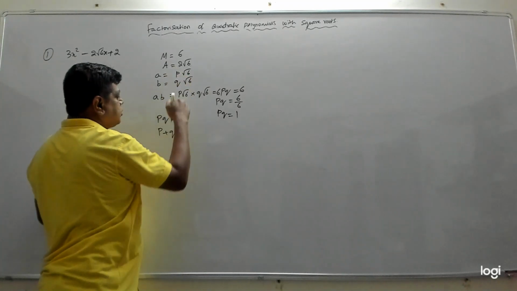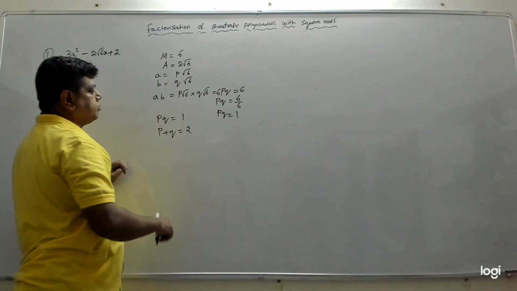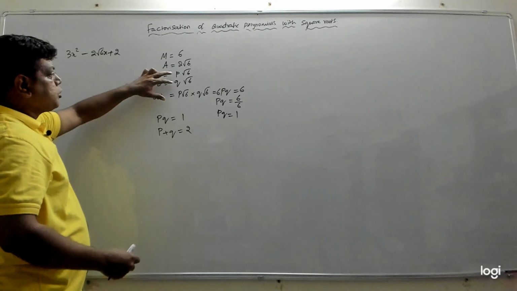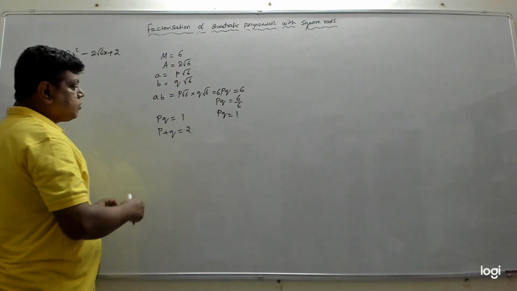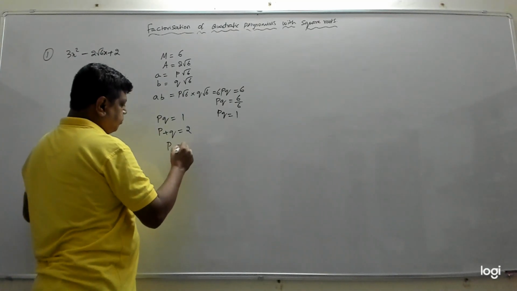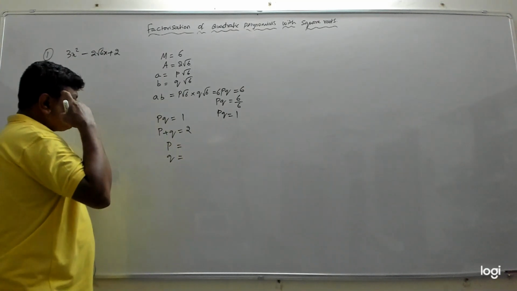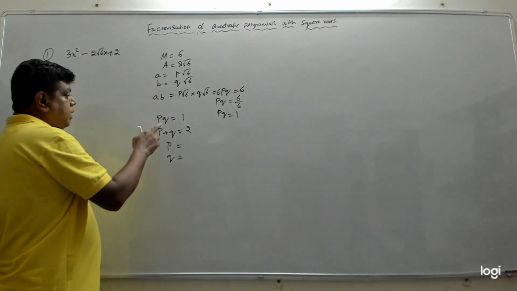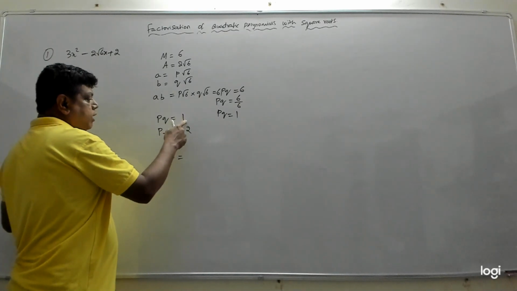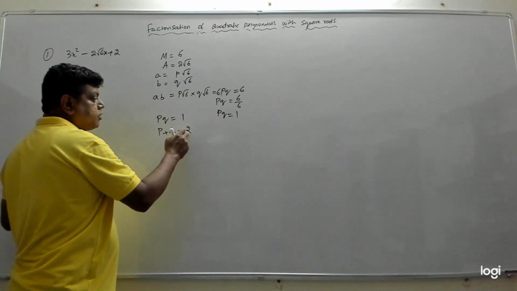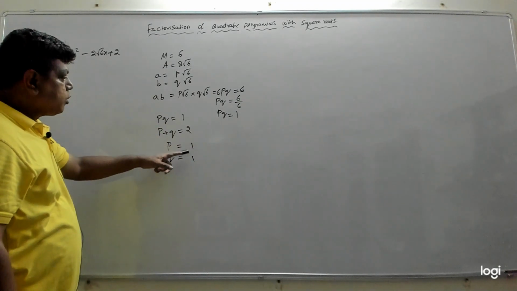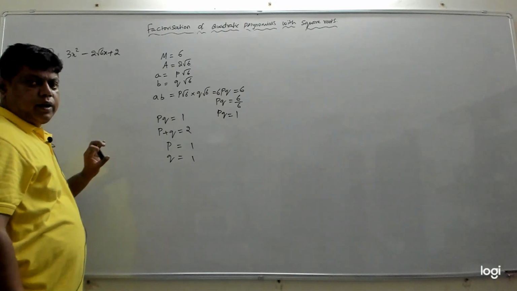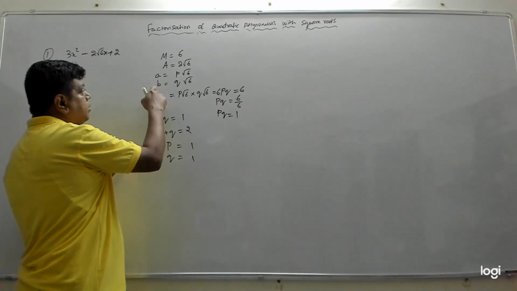So p and q should be, which means p plus q should be 2. If p plus q is 2, then when I add a plus b, I'll get 2 root 6. Now we should find two numbers p and q such that when I multiply p and q, I should get 1. Same two numbers p and q, if I add, I should get 2. The numbers are 1 and 1, because 1 plus 1 is 2, and 1 into 1 is 1. Right? So which means we have got our a and b.